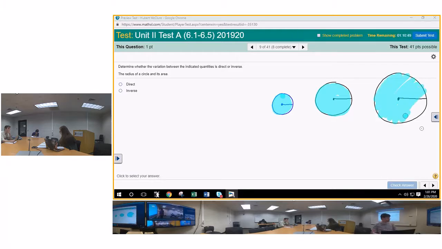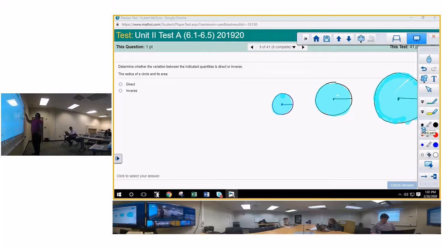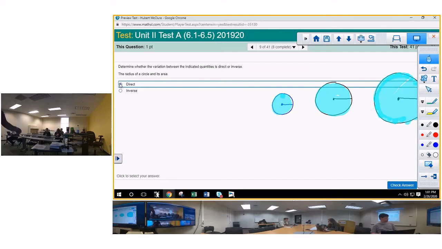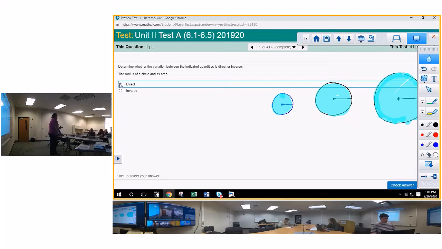So what can you tell me the relationship between the radius and the area? As the radius increases, the what? Area increases? So that is what type of variation? Direct? Direct. Inverse would be as the radius increases, what does the area do? Decrease, because that's inverse. Inverse means opposite. Okay, direct means the same.